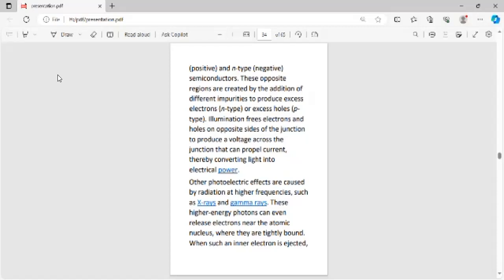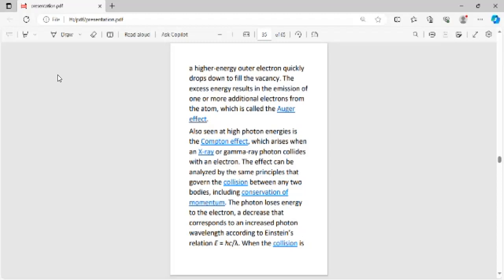Other photoelectric effects are caused by radiation at higher frequencies, such as X-rays and gamma rays. These high-energy photons can release electrons near the atomic nucleus, which are tightly bound. When such an inner electron is ejected, a higher energy outer electron quickly drops to fill the vacancy. The excess energy results in the emission of one or more electrons from the atom, which is called the Auger effect.